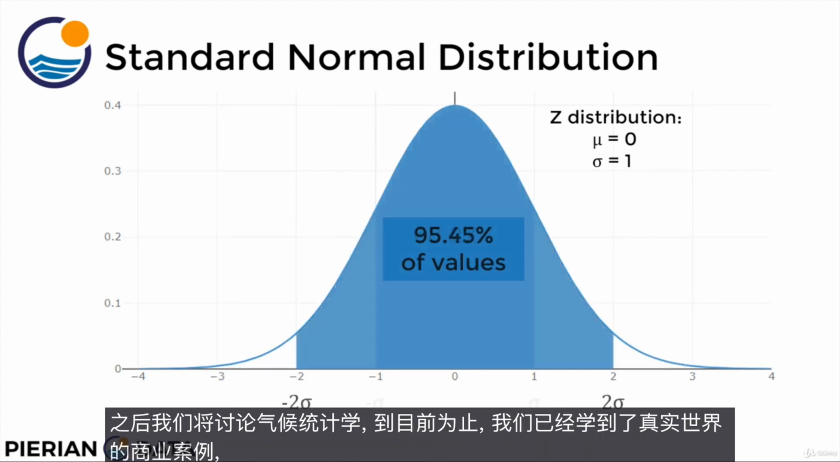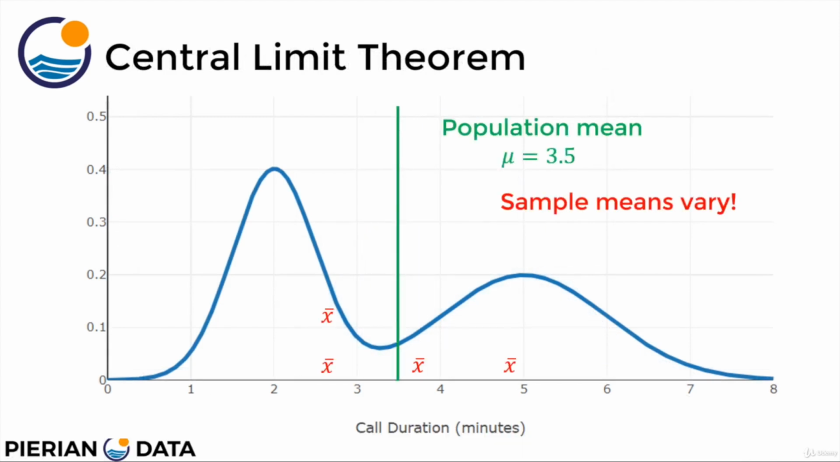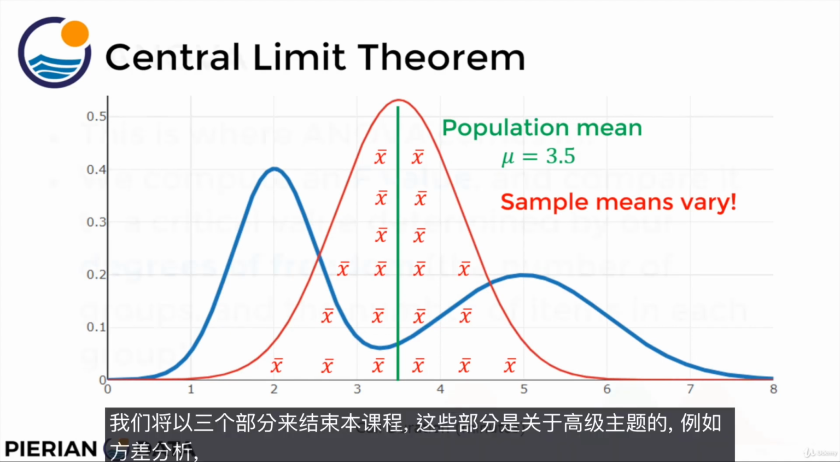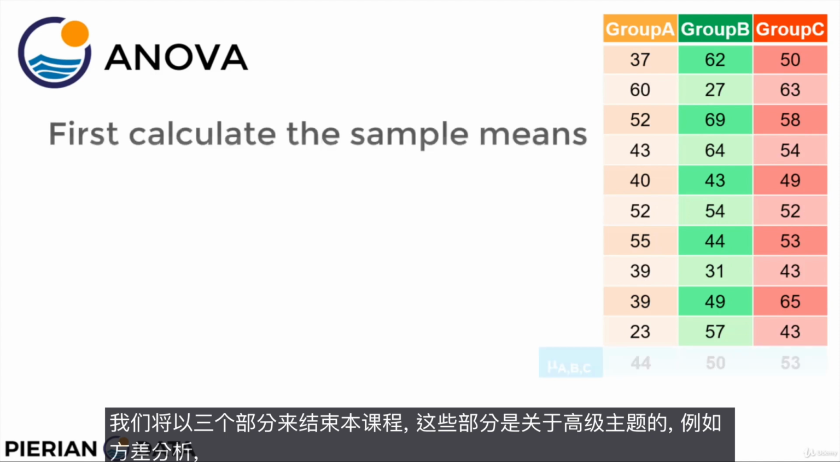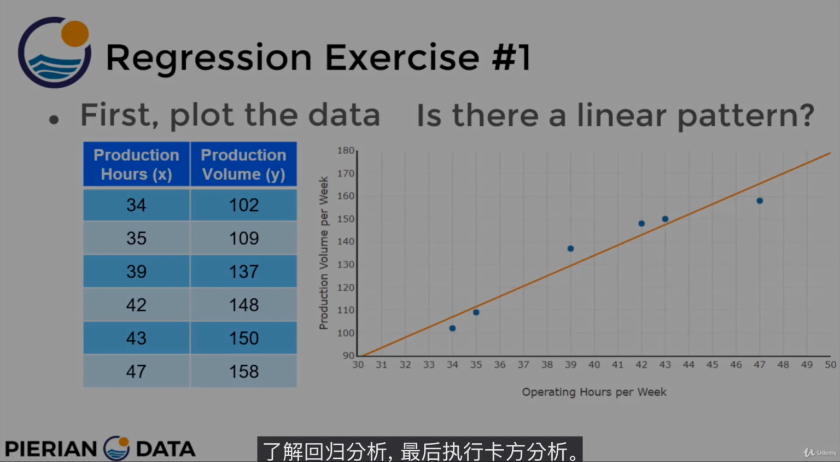After that, we'll talk about statistics, applying what we've learned so far to real-world business cases, including hypothesis testing and the student's t-distribution. We'll end the course with 3 sections on advanced topics, such as ANOVA, analysis of variance, understanding regression analysis, and finally performing chi-squared analysis.